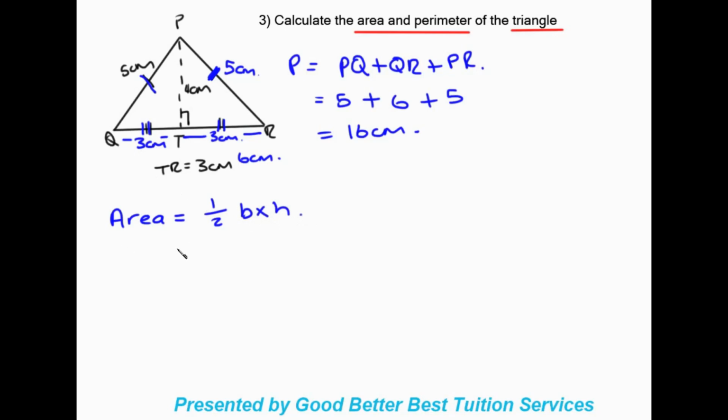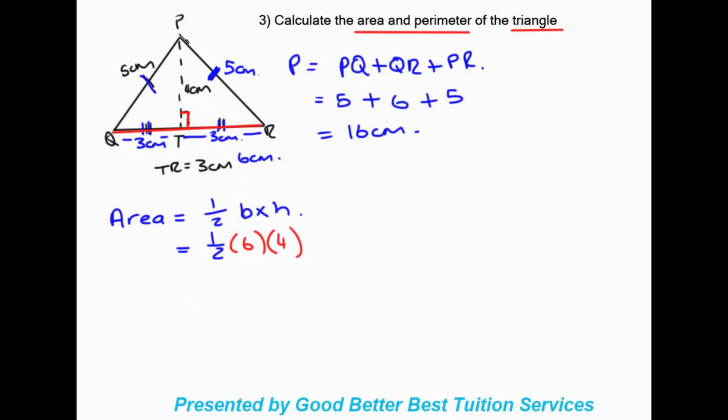So if we're going to substitute in our values, we're going to have half. So what is our base? Our base is always the line that's attached to the right angle, okay? So this is our base over here. It's at the bottom of our right angle. So our base we know is 6 centimeters long. So we'll say 6. And our height is going to be 4 centimeters long.